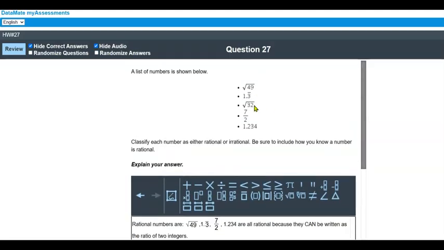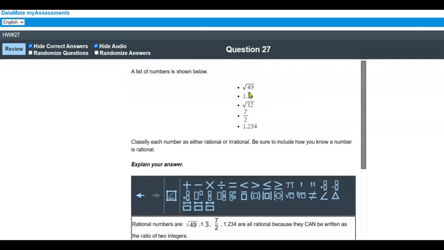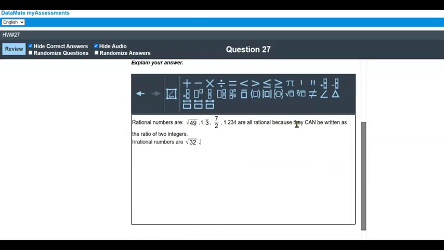square root of 32, the only one, right? So rational, rational, irrational, rational, rational. Why is it rational? Because it can be written as the ratio of two integers. Short and sweet.